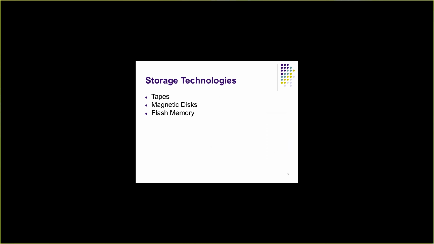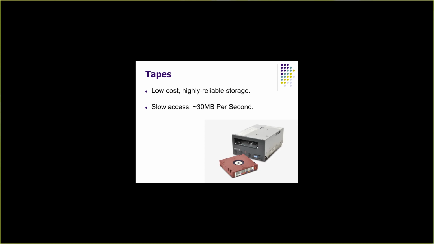So, in this part, we will look into the three most popular categories of storage technologies that are in use now. The first technology is tapes, then we'll look into magnetic disks, and then we'll conclude our discussion with flash memory. Okay. So, tapes are the traditional form of storage, which was the first large scale and commercial secondary storage that was available to the general public.